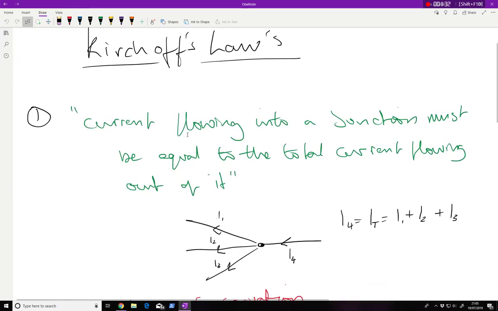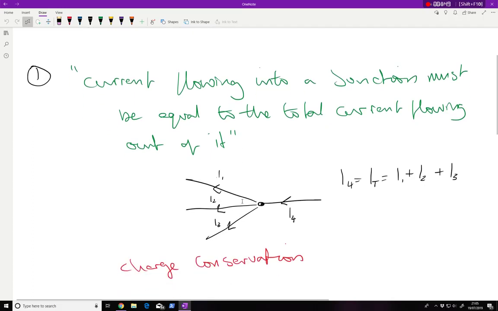Kirchhoff's laws. Kirchhoff's laws are basically conservation laws that tell you about the behavior of a circuit. The first law is the current law, and that says that the current flowing into a junction, so if you had a parallel circuit, there's obviously a junction, must be equal to the total current flowing out of it. Here I have a current I4 splitting off into three smaller currents, I1, I2, and I3. It so happens that I1, I2, and I3 added together equals I4. And this is just a statement of charge conservation.